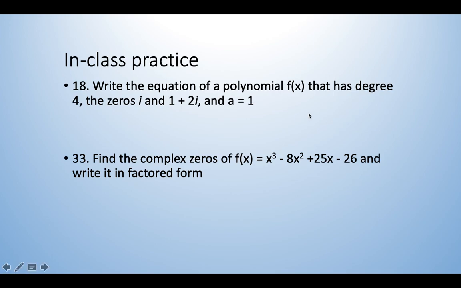Now in class, we can try to solve this. Write an equation of a polynomial function f(x) that has degree 4. That means there will be 4 roots. The zeros are i and 1 plus 2i, and a equals 1. So you see, one is i, that means another one is minus i. This is 1 plus 2i, that means another one is 1 minus 2i. So now we know all of them, and a is 1. We can directly put a equal to 1.